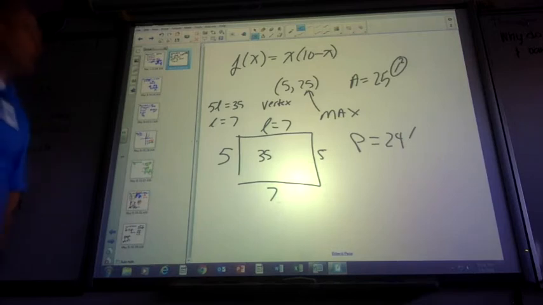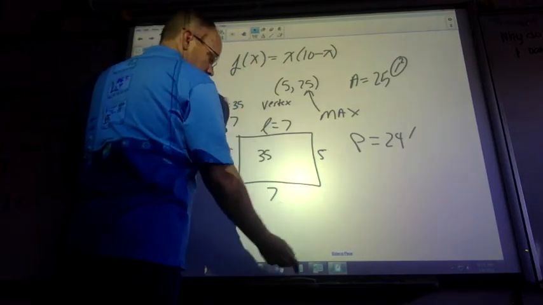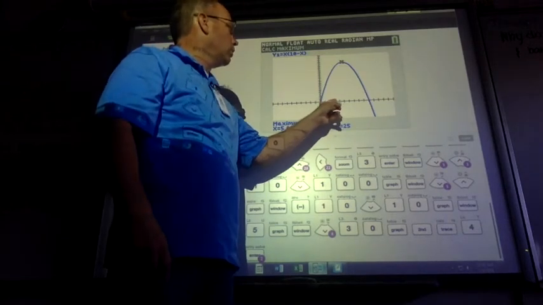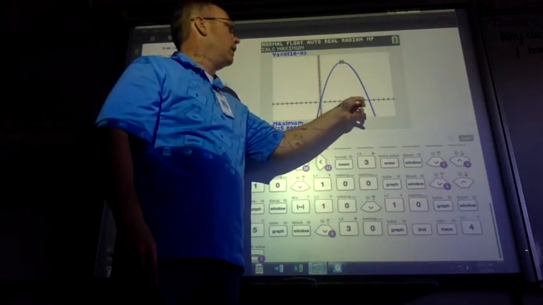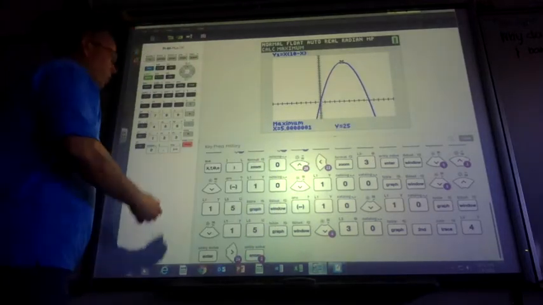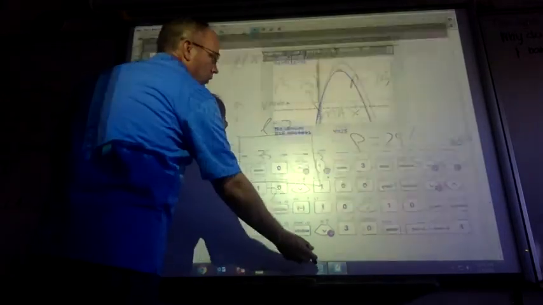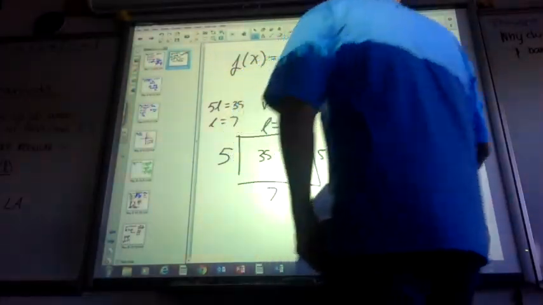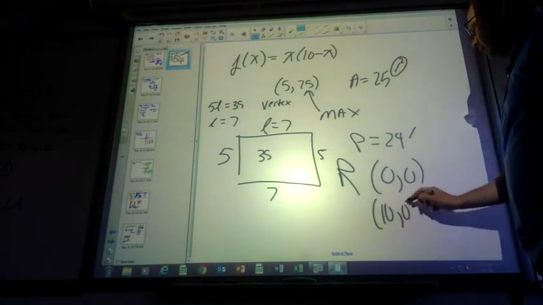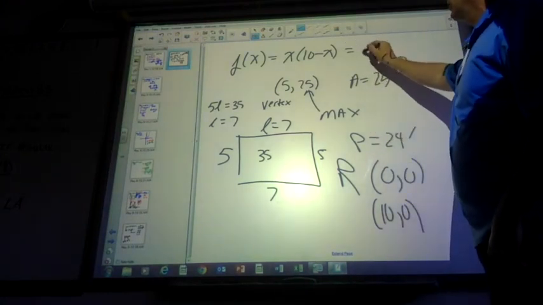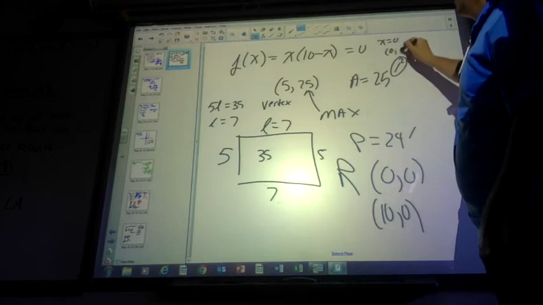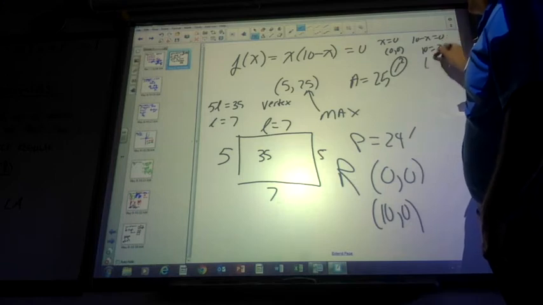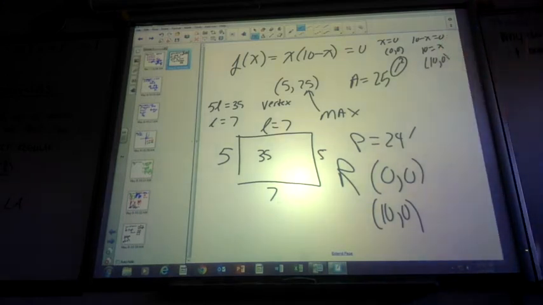Calculate the roots of the function. I don't know. Let's take a look. Let's look at the roots. Looks like 0, 0, and if I just count 1, 2, 3, 4, 5, 6, 7, 8, 9, 10. 0, 0, and 10, 0. Those are my roots. How can I verify these are correct? Oh, I'll just set this equal to 0, so I'll get x equals 0, so that's 0, 0. And 10 minus x equals 0, so that's 10 equals x, so 10 comma 0. The roots took place both ways.